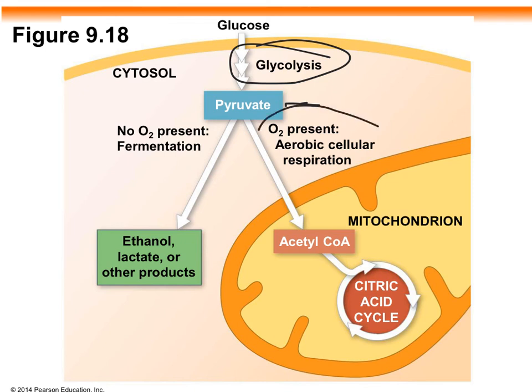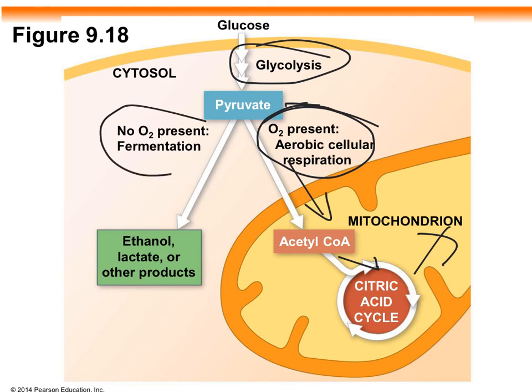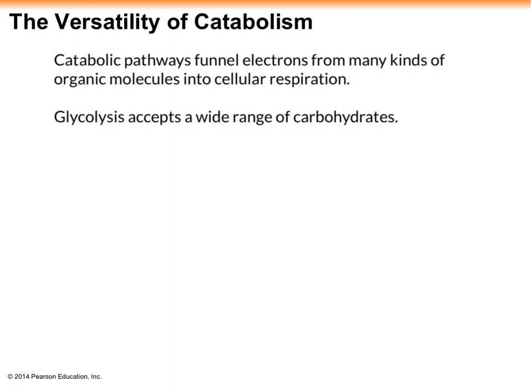If oxygen is present, it's going to be able to go through aerobic or cellular respiration, eventually forming acetyl coenzyme A, going into the Krebs cycle, and so forth. If oxygen is not present, then fermentation or anaerobic respiration is going to happen. And we're going to have the production of things like ethanol, lactate, or other products depending on that organism and its capabilities.